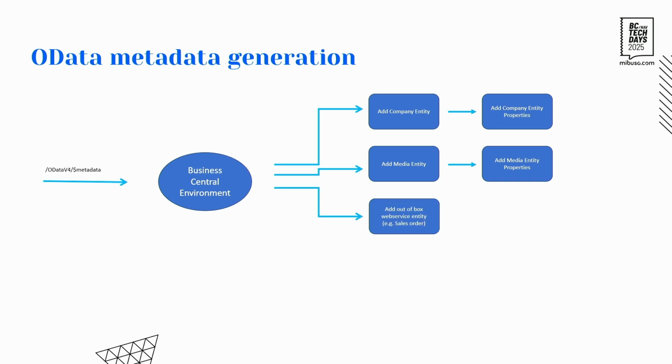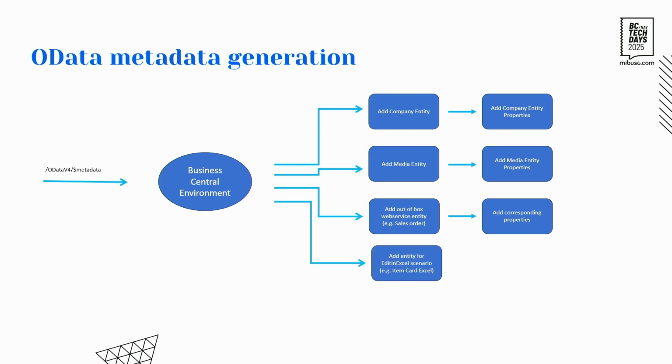Now it goes and adds the web service entities that are coming out of the box, like sales order. So when you log into your Business Central environment, you see some web services are already there, right? Some of the web services are out of the box, like sales order, and it adds the properties for that sales order entity. Now, when you are opening a list page in Edit in Excel, it tries to add the entity for that particular list page, right? In our example, it is item card Excel, and then it also adds the properties for item card.